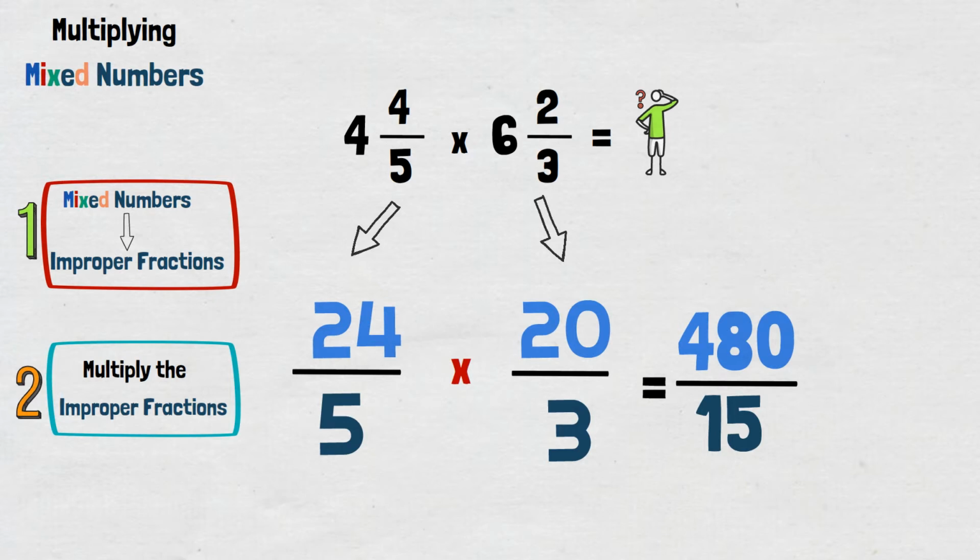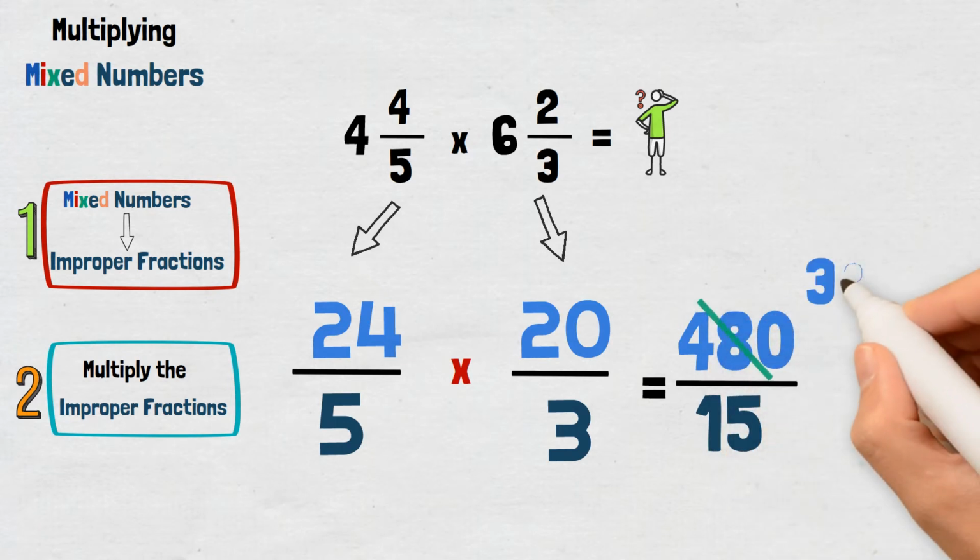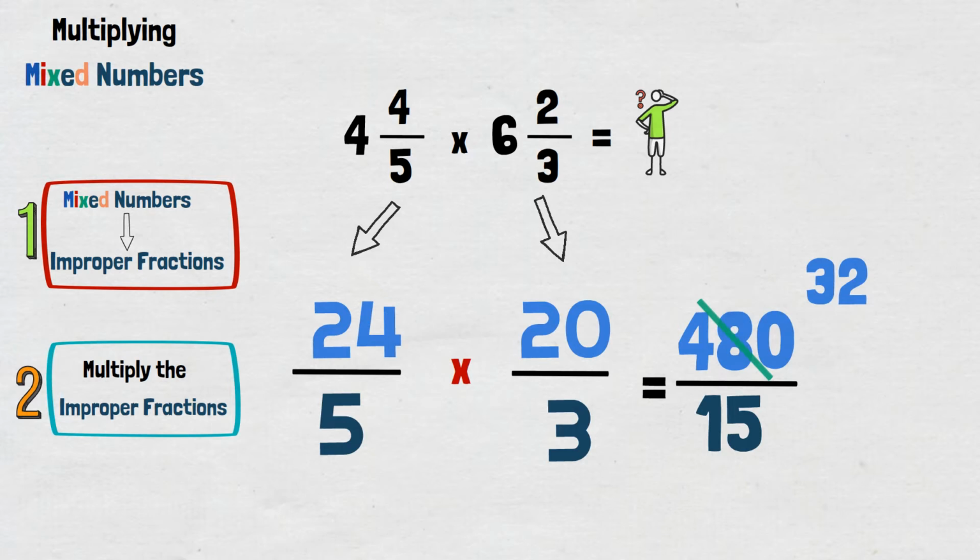Because it is always good practice to bring each fraction to its lowest terms, we check to see if both the numerator and the denominator of 480 over 15 are divisible by the same number. It turns out that they are, and the number is 15. In this case, 480 divided by 15 equals 32, and 15 divided by 15 equals 1, and the final answer is 32 over 1, or simply 32.